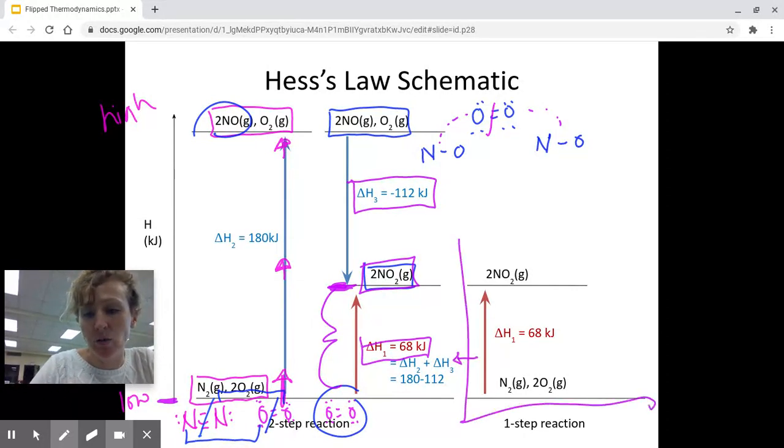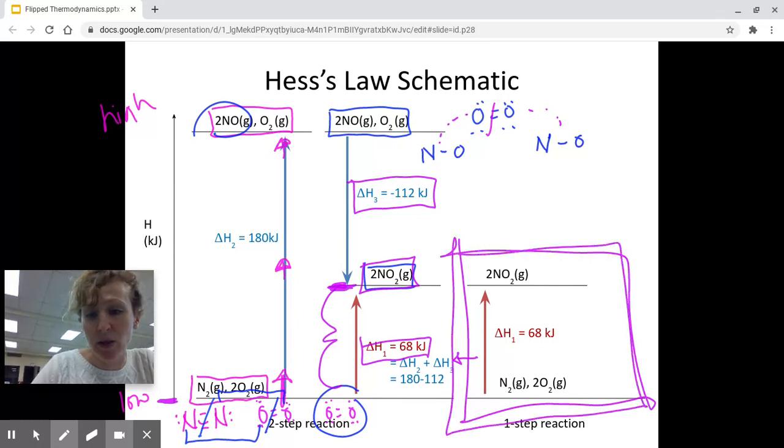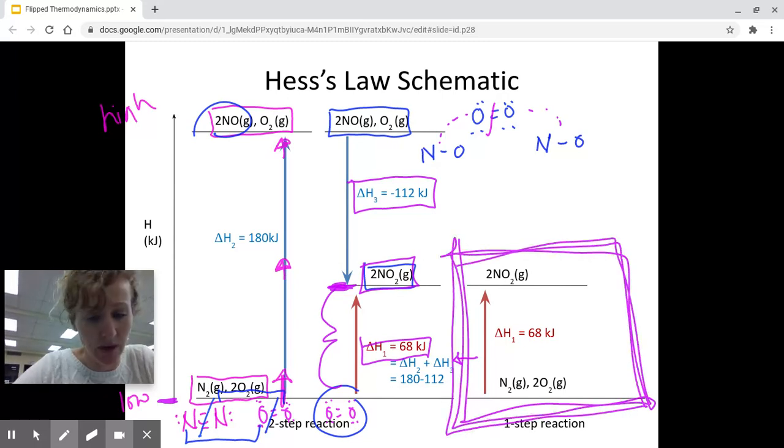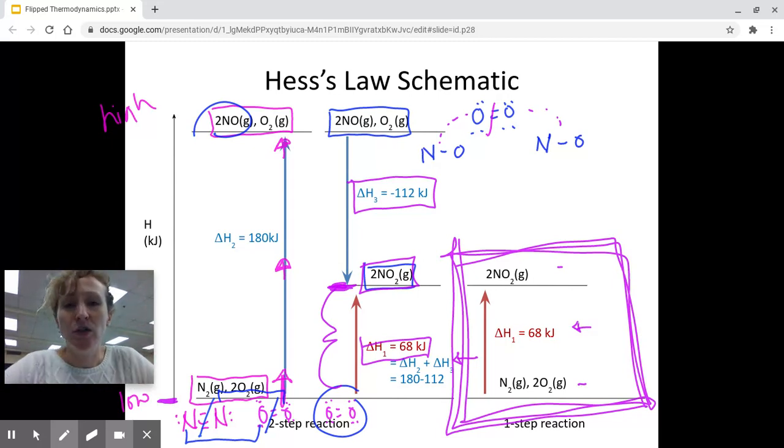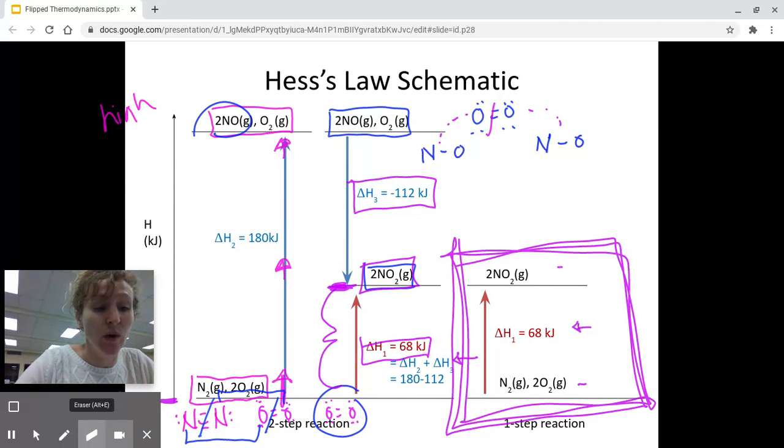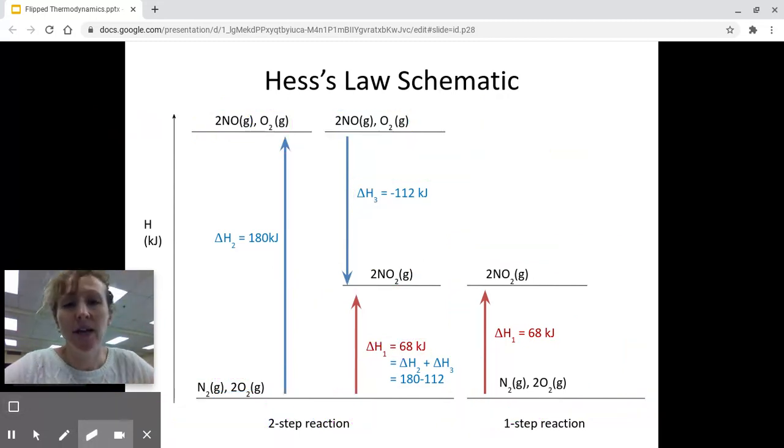On the other hand, we can graphically display this as a one-step reaction. You would have reactants and products, and then you would have this net input of 68 kilojoules of energy. Okay, so we can represent this through symbols and numbers, we can represent this graphically, but they both kind of tell the other story. And so this is the idea behind Hess's law, that you can take certain reactions and add them together to get this one net reaction.